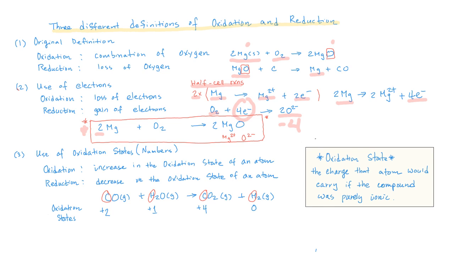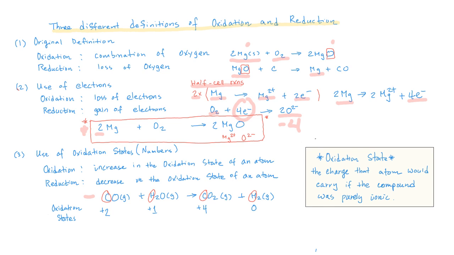So I will give you an example of how we use the definition in terms of a chemical reaction. Here we have carbon monoxide reacting with a water molecule to produce CO2 and H2. In this case, we are just going to pay attention to carbon atoms and hydrogen atoms.